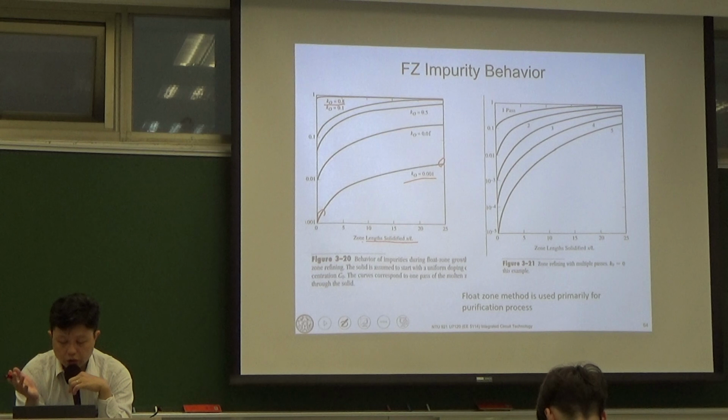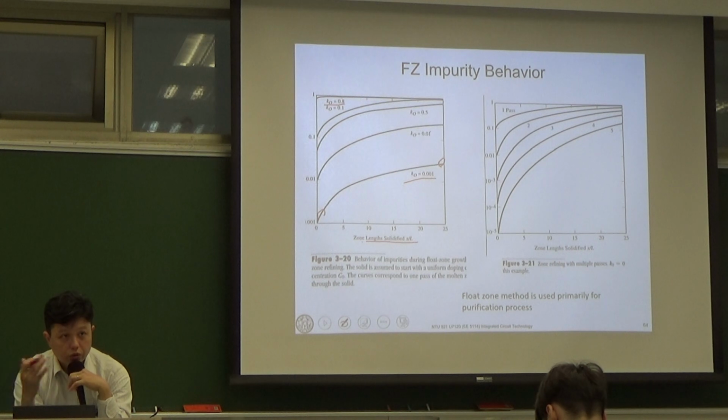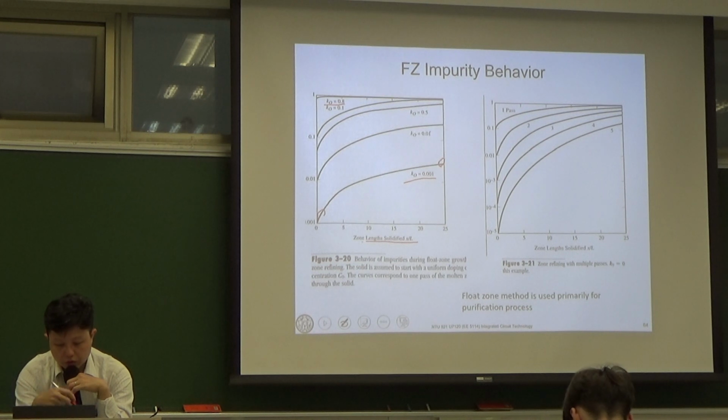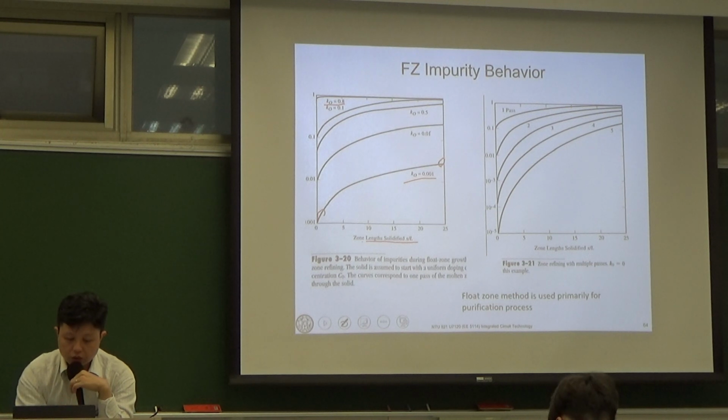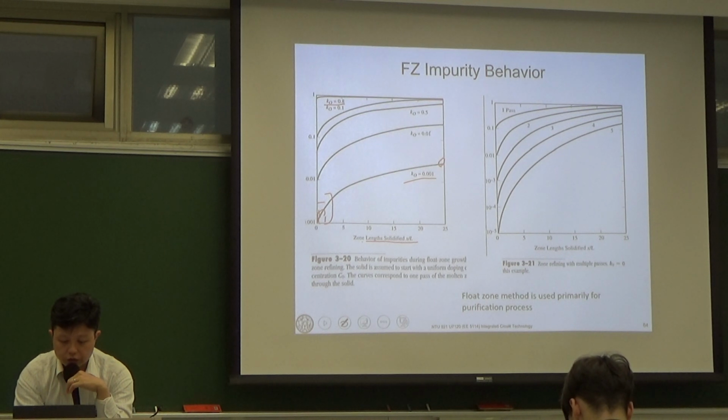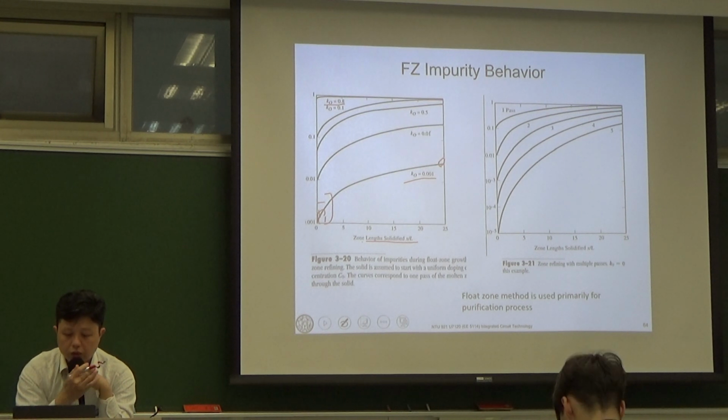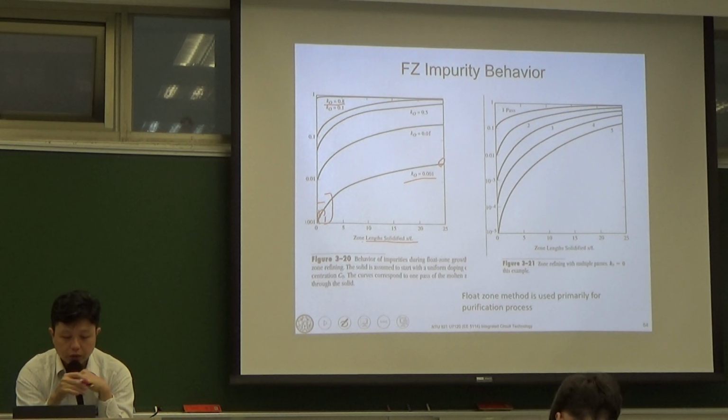But if your K is larger than 1, which means the ratio of the concentration in your liquid and your solid is very, very large, right? So if you do the purification in this process, then in the beginning you will get a very pure material. But in the end, the difference between these two will be larger compared with a coefficient close to 1.